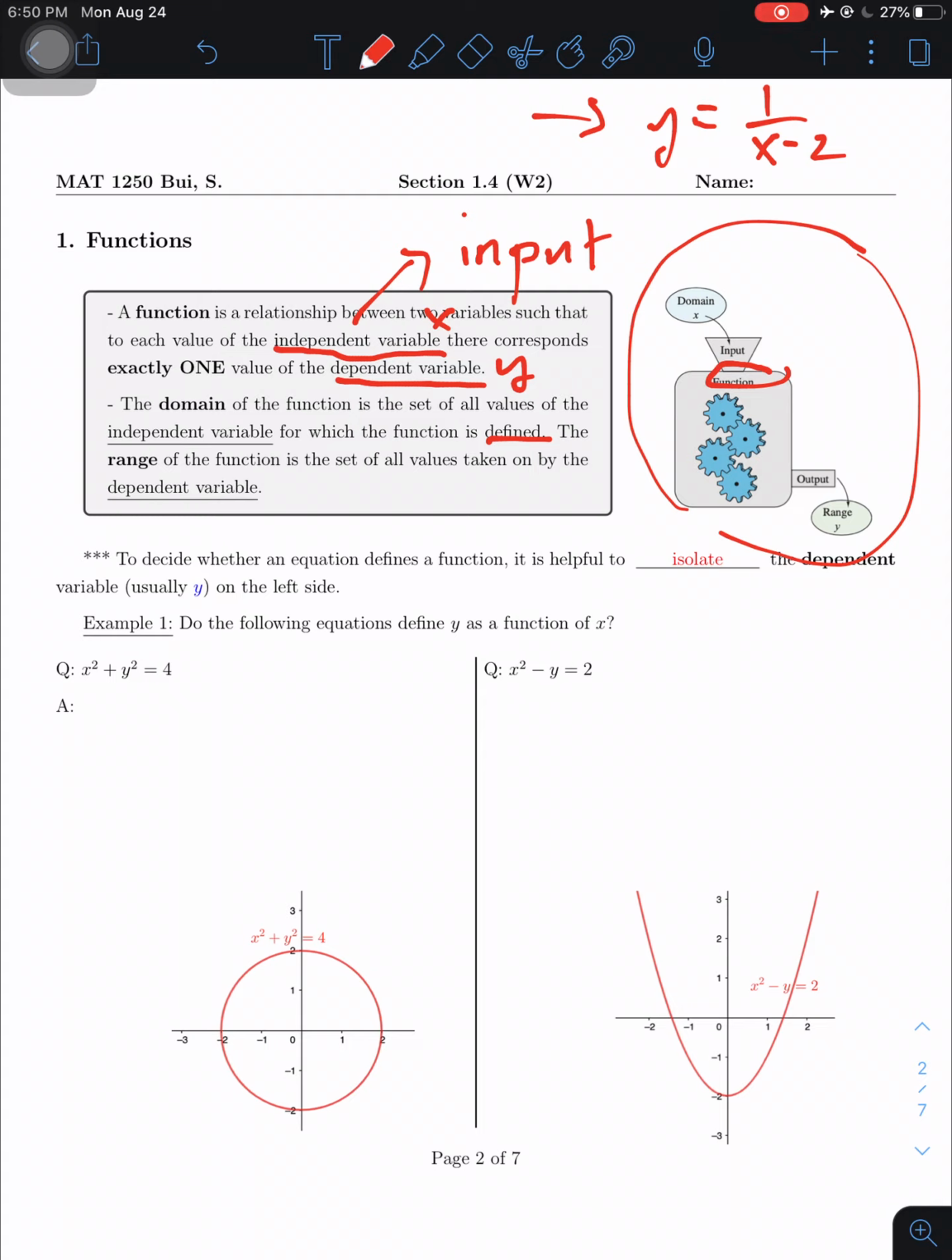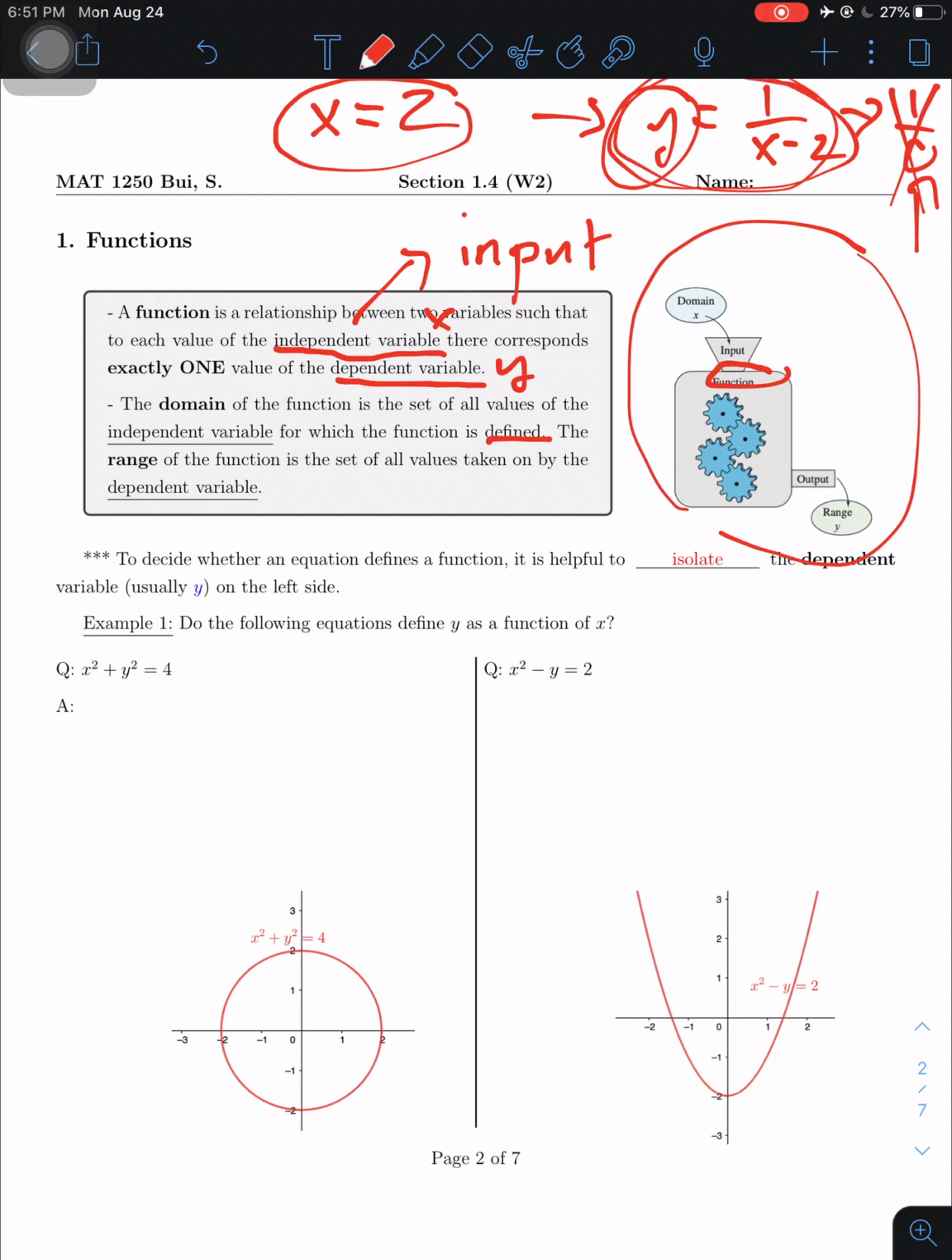So for example, if I ask you what is the y value if I input 2 for x, well, if you plug in 2 in here, you're going to get an issue. We're going to get y equals 1 over 0. And this one in here is undefined, right? We cannot divide anything by 0. That doesn't make sense at all. So at the value of x equal to 2, this function is undefined. And hence, 2 is not in the domain of this function right here. Okay, so that's what it means by defined and undefined.